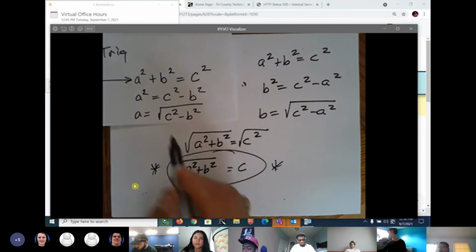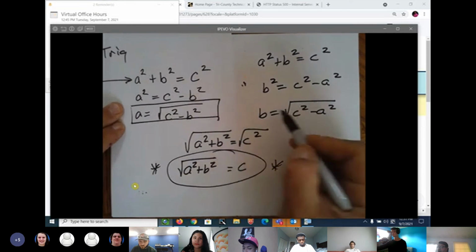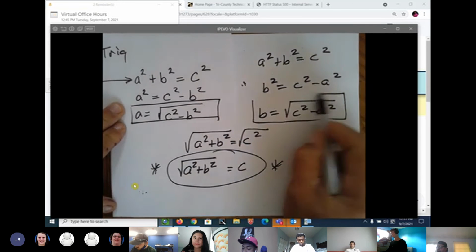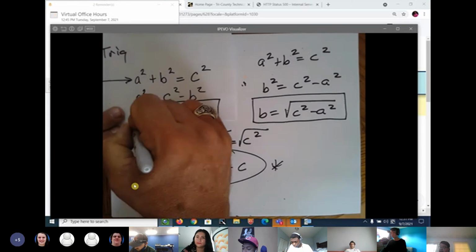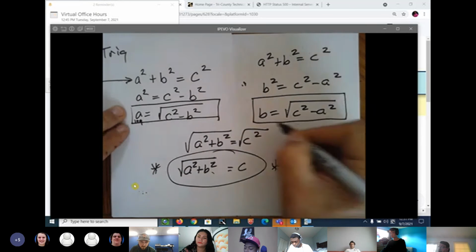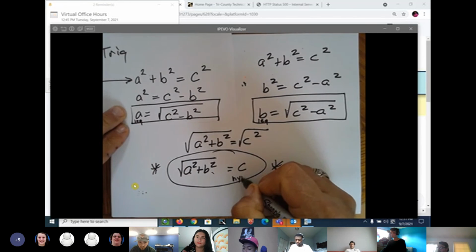All right, so if you want to write down these three formulas, you can write these down or you can just remember how to solve for them. There are three Pythagorean theorems. A is a leg. B is a leg. C is the hypotenuse.